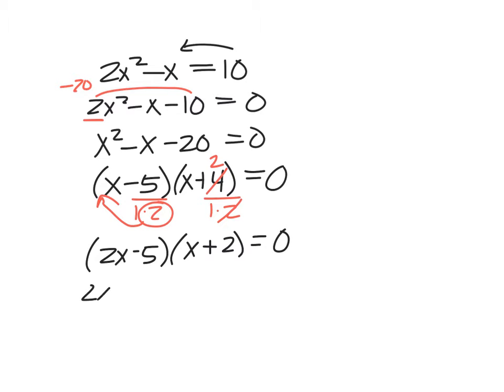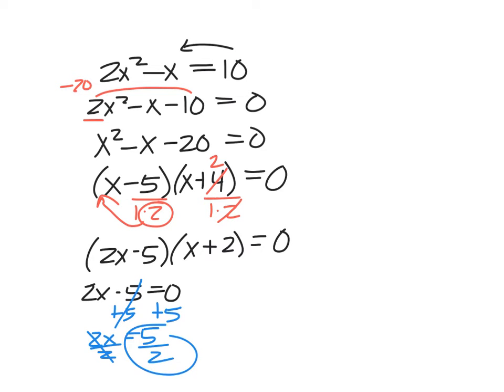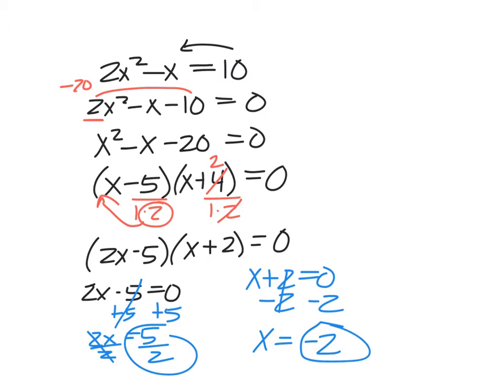Set each factor equal to 0, or in a lot of cases you can just look at it. So solve: add 5, 2x equals 5, divide by 2, so x equals 5 halves. And x plus 2 equals 0, subtract 2, so x equals negative 2. Those are my two solutions. So that's factoring, having to do bottoms up.